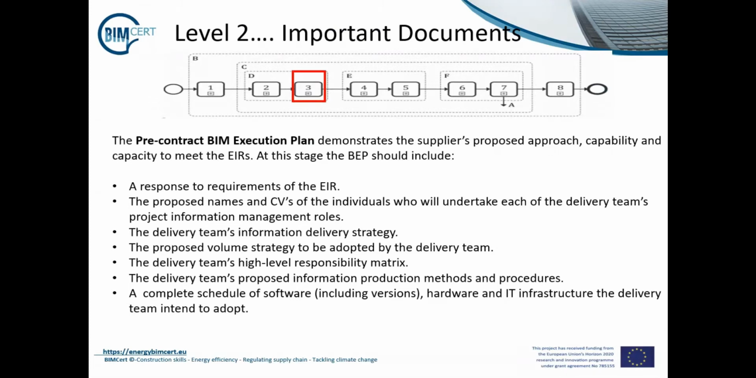Once the delivery team's information management roles are set, the pre-BIM execution plan can be established. This document should include a response to the requirements of the employer's information requirements. The proposed names and CVs of the individuals who undertake each of the delivery team's project information manager roles are usually included within it. The delivery team's information delivery strategy, the volume strategy, the delivery team's high-level responsibility matrix, the delivery team's proposed information production methods and procedures, and a complete schedule of software. At this stage, you should also establish the delivery team's capability and capacity as well as the mobilisation plan.